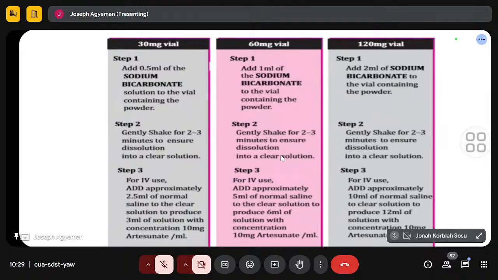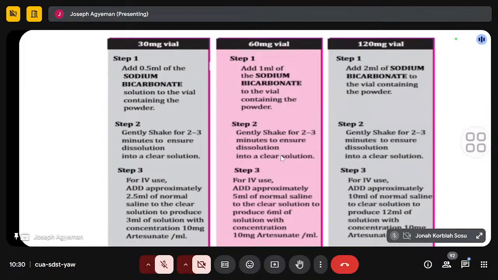So the first step is the addition of your sodium bicarbonate, which will be 0.5 ml for the 30 milligram vial pack. You add it, and that artesunic acid will go into solution. Then you form a very clear solution, which will be sodium artesunate.